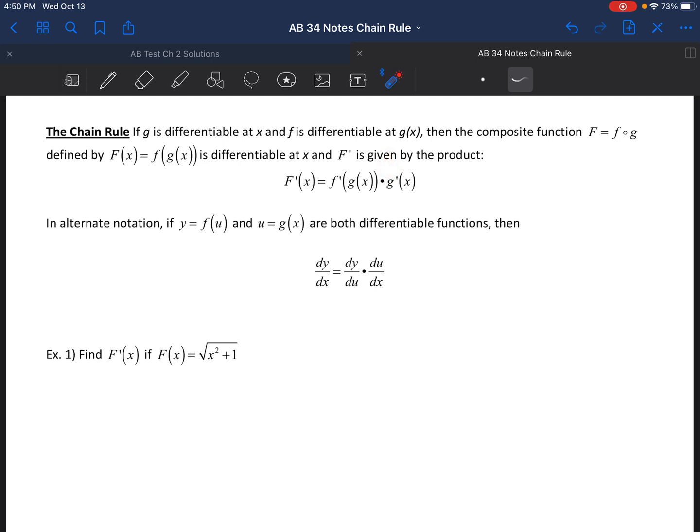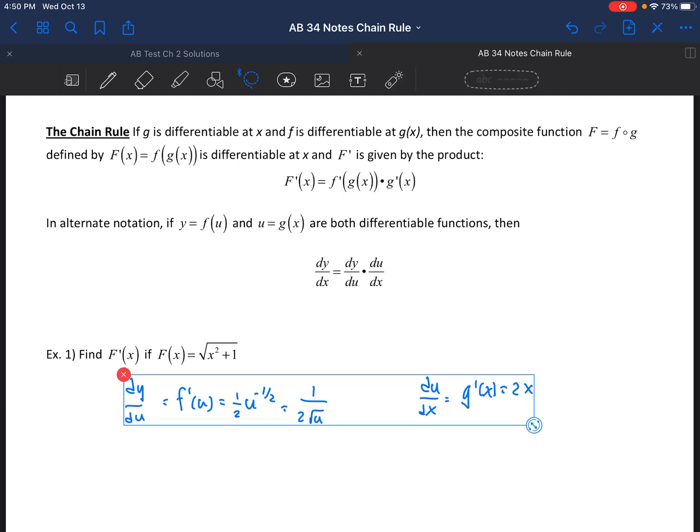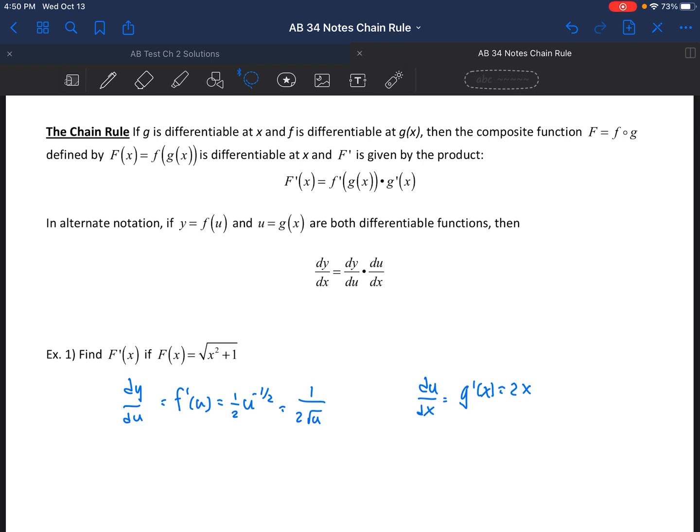Now, looking down at my example, if we take each one of these individually, saying f of u, where u is g of x, we're coming up with dy du, and u being g of x, we have du dx is g prime of x.